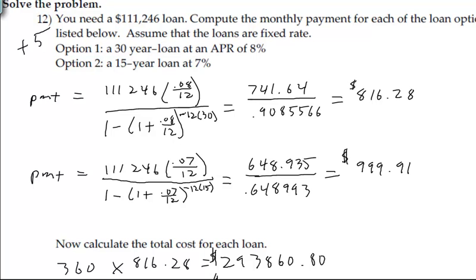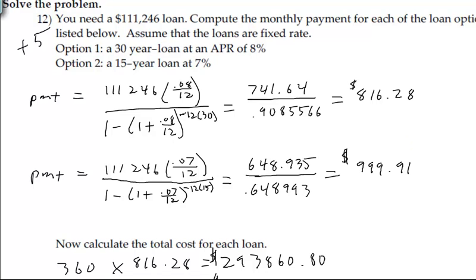12, you're supposed to calculate payments on a loan. So here's the payment of a loan formula. There's the principal, there's the rate, it's monthly. And so if you showed all this work and you accidentally didn't quite type it in right, I gave you partial credit. So it's $816.28 a month for the 30-year mortgage, and the 15-year mortgage at a 1% lower rate gives you just a little under $1,000 a month.